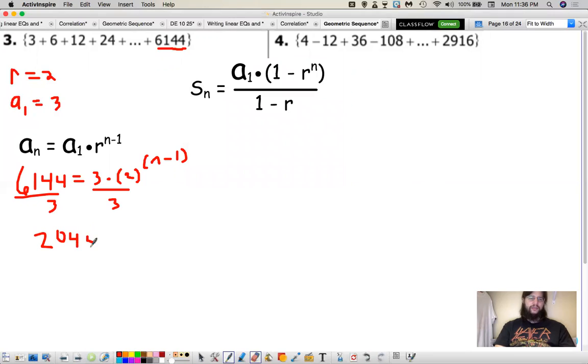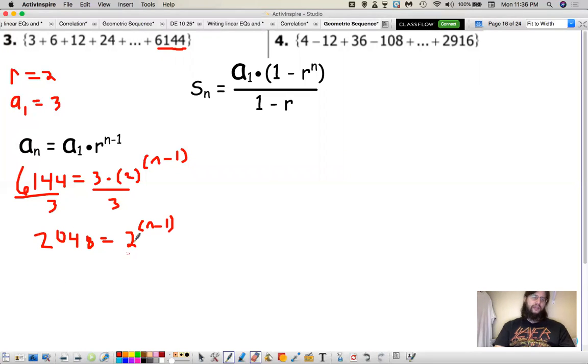2,048 equals 2 raised to the n minus 1 power. How do we solve exponential equations? Well, why don't you just rewrite it as a logarithm? Or you could just think about what power, that this is 2 to the 11th power, so then it's 10. But if you don't know that, write it as a logarithm.